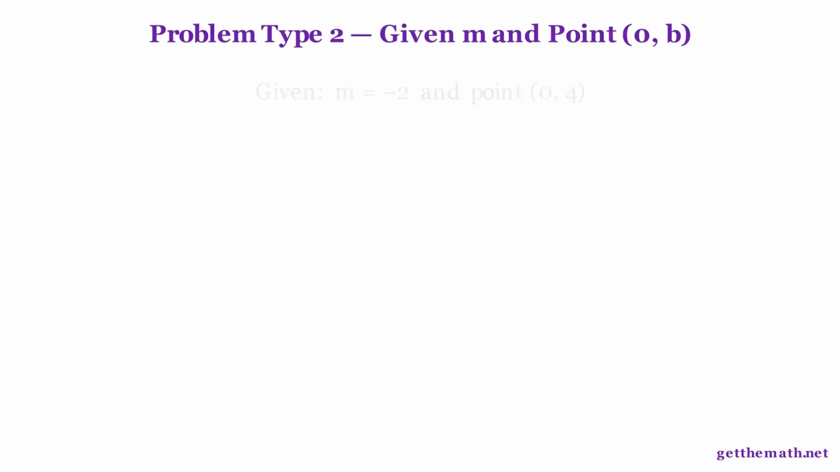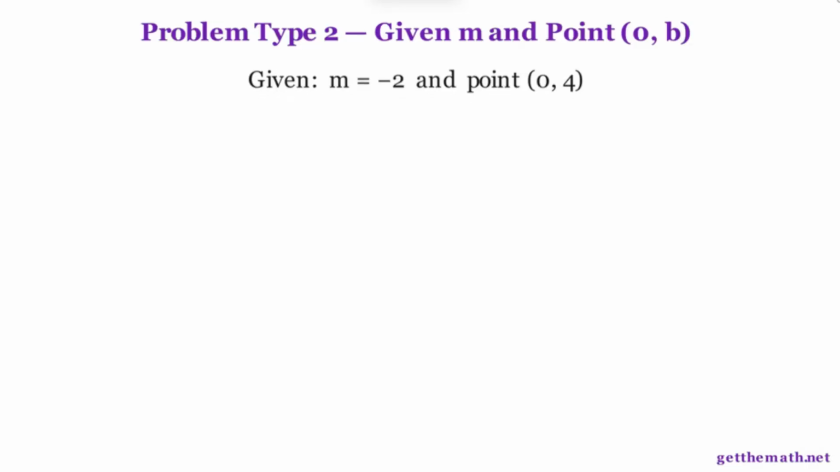Problem type 2: given m and a point (0, b). Write the equation of a line where m equals -2 and the line passes through the point (0, 4). Now in the second type, instead of being told b directly, we're given a point, specifically a point that looks like (0, something). Here's the key insight.